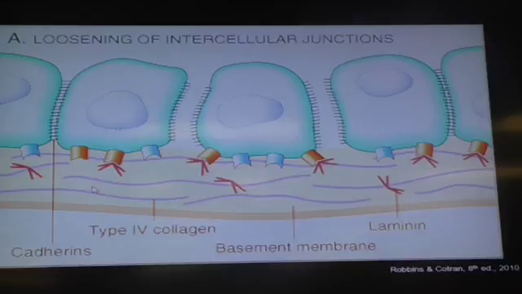Huh? Macular. Okay. Yeah, so they dissociate.